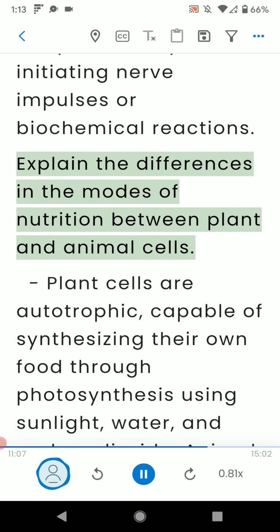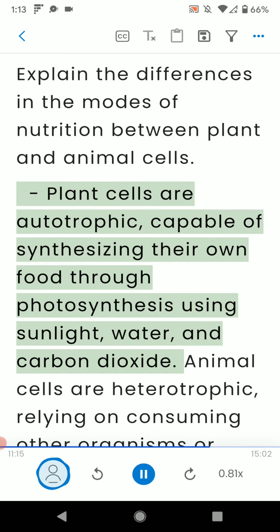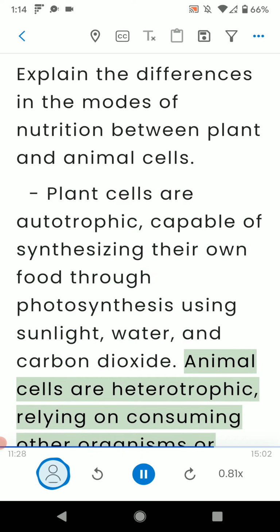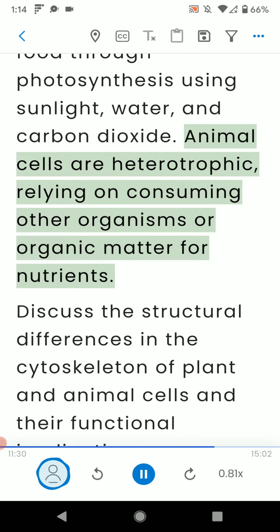Explain the differences in the modes of nutrition between plant and animal cells. Plant cells are autotrophic, capable of synthesizing their own food through photosynthesis using sunlight, water, and carbon dioxide. Animal cells are heterotrophic, relying on consuming other organisms or organic matter for nutrients.